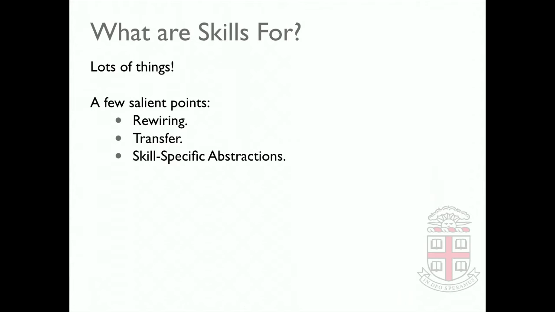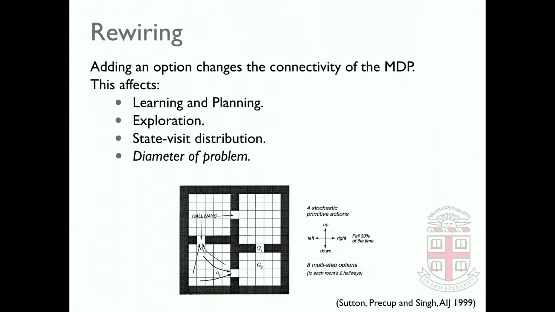You can also use them for transfer, which someone asked about, and you can do skill-specific abstractions, which I think we'll skip because we don't have a ton of time. So what does rewiring look like? What rewiring looks like is instead of each of these edges being one step away from each other, we've said that this room is one step away from this room. And what we've done is we've changed the diameter of the problem. We've changed the number of successive correct choices you have to make in order to solve it.